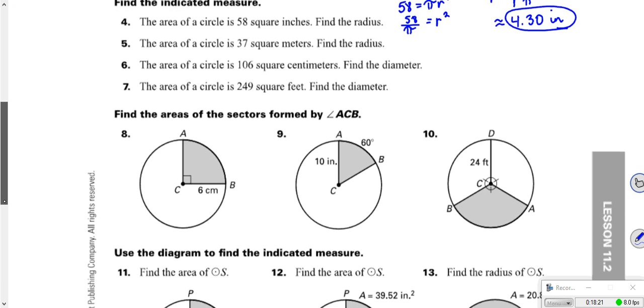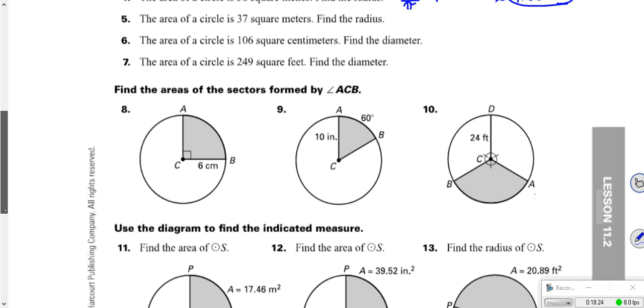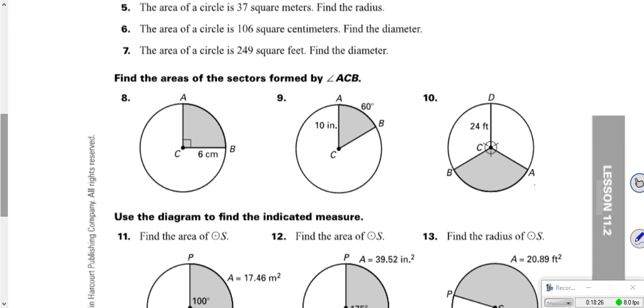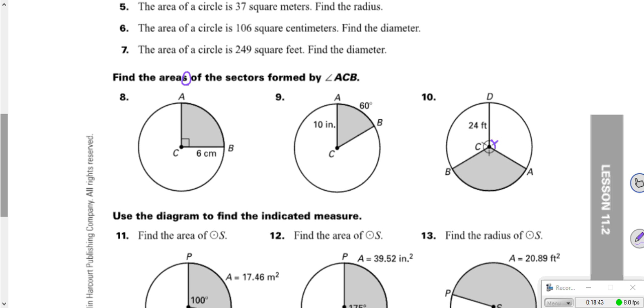Next section, 8 through 10, it says find the shaded areas, or sorry, find the areas of the sectors formed by angle ACB. So they want both shaded and unshaded. Okay. First of all, one thing I'm going to do is number 10. One thing I noticed here is all 3 of these are congruent. So if all 3 of those are congruent, what is 360 divided by 3? It is 120. So each one of these is 120.